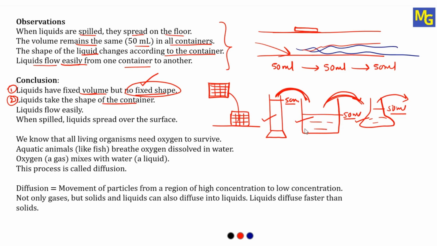Just now we have seen, when the liquid was in the measuring cylinder, it took the shape of the measuring cylinder. Then it took the shape of the beaker. It took the shape of the conical flask. So it is clear that liquids take the shape of the container.